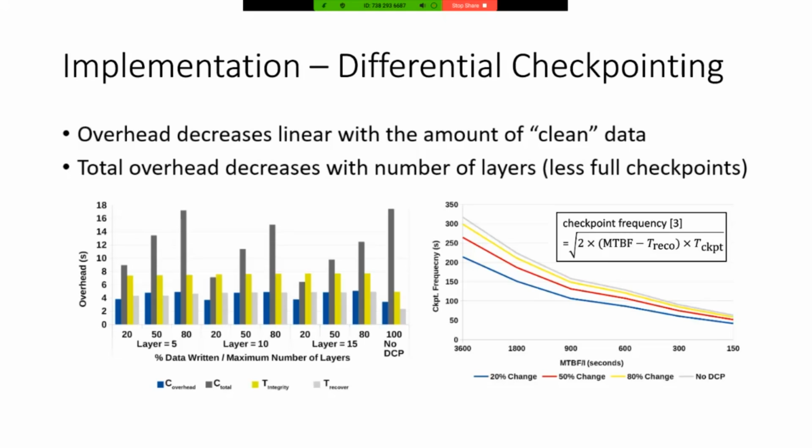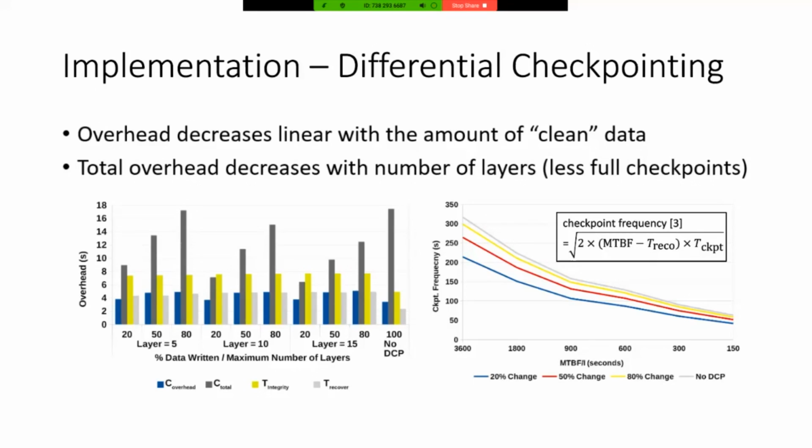Let's look at some data. We can see that the overhead decreases linearly with the amount of clean data. In this plot, we have the percentage of dirty data actually. So when we have 80% of dirty data, we have to write 80% of the checkpoint data. And the speed linearly increases the less we have to write, obviously.